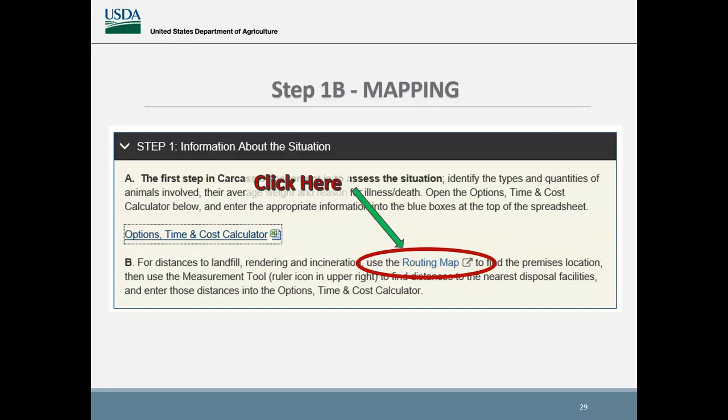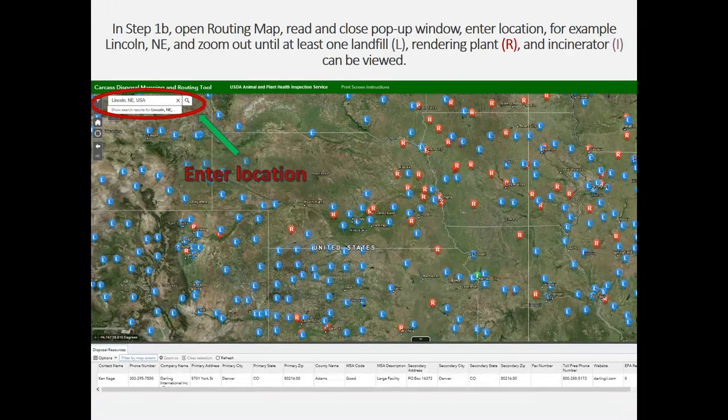So after you've saved it to your drive, you would go back to the dashboard and open the routing map under step 1B. And then you can enter a location, and you may see a bunch of dots all over this map. Those dots are: blue is landfills, R is rendering plants, and every once in a while you might spot a green I for incinerator.